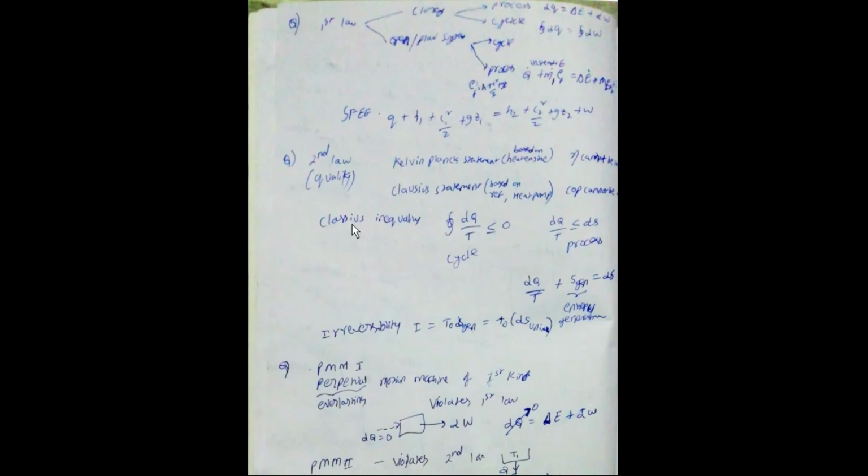Second law discusses quality of energy. Kelvin-Planck statement: based on heat engine, efficiency cannot be more than 100%. Clausius statement: based on refrigerator and heat pump, COP cannot be less than 1.